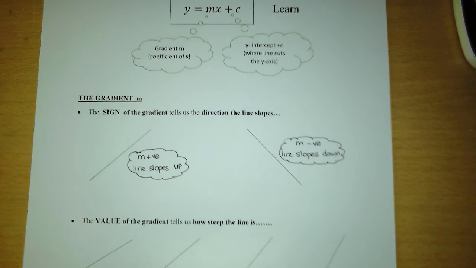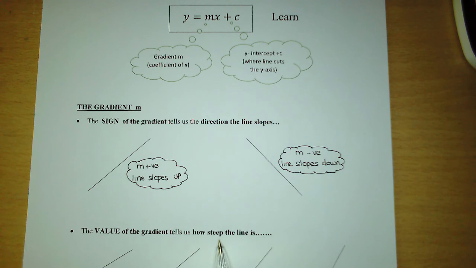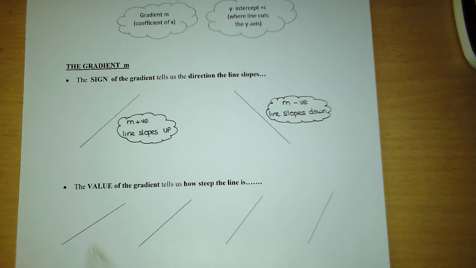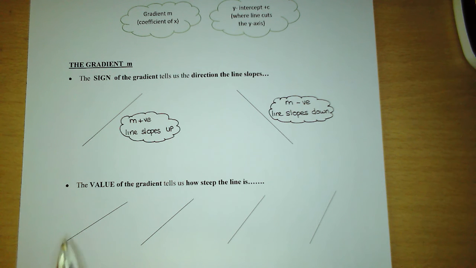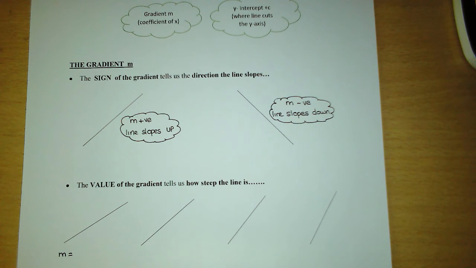The second thing is the value of the gradient. In other words, the number that m is. The value of the gradient tells you how steep the line is. So what I've done here is I've drawn a few lines which have different degrees of steepness. They're clearly all lines with positive gradients because they're all sloping up. So for example, the line furthest to the left here could be a line which has a gradient of, say, positive 0.5.